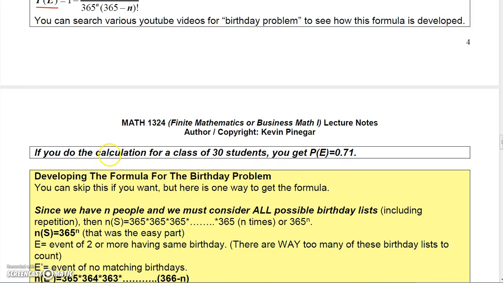Now, if you were to do the class for 30 students, you would get a probability of about 0.7, or a 70% chance that 2 or more would have the same birthday.